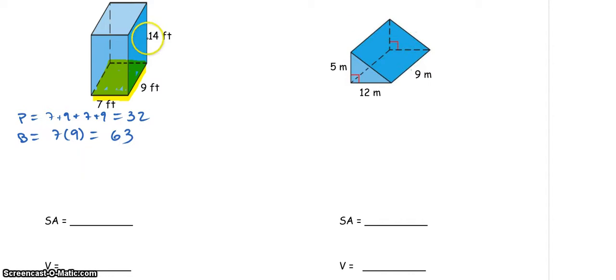And then the height of my figure, well, how tall is my figure? In that case, it's 14. So to find the total surface area, it's perimeter times height, so 32 times 14, plus twice the base, so 2 times 63. Again, what the lateral area found was 1, 2, 3, 4, the 4 rectangles around, and then twice the base is the top and the bottom, so that's why it's 2. So we find the area of 1 and just double it.